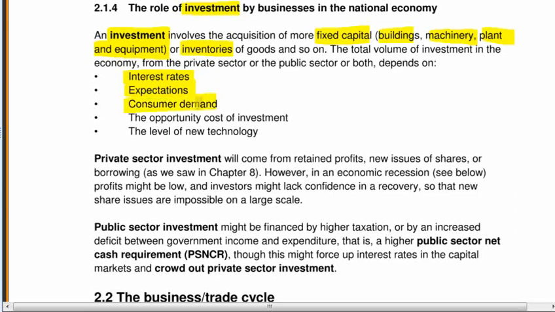Investment is also triggered by consumer demand. If our customers do start to buy more things, then we will need to invest to keep up with that demand.